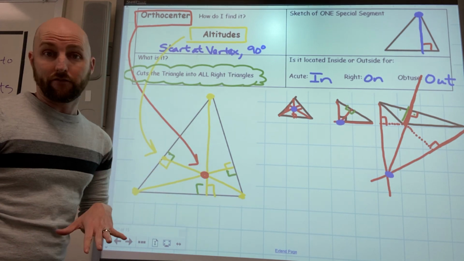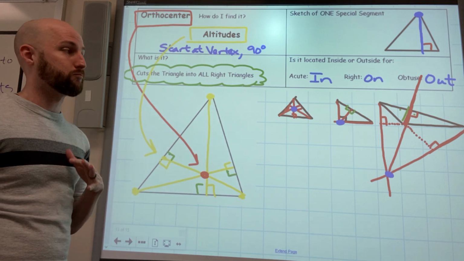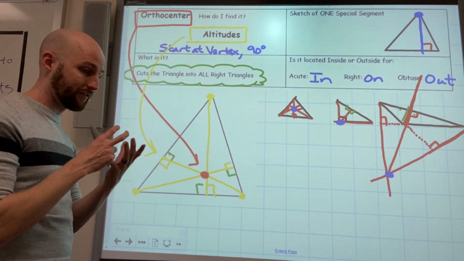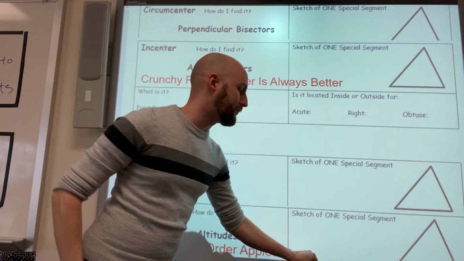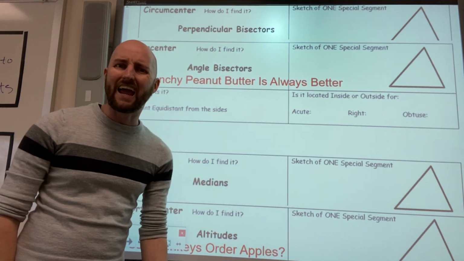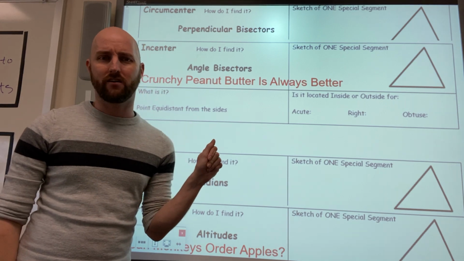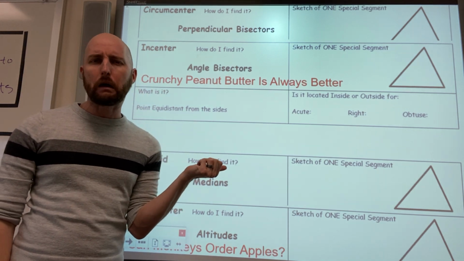All right, so that's a lot of information, a lot of vocabulary, and you can practice making those and seeing how they work on your little paper. What I wanted to go back to just briefly was that weird stuff I said at the beginning, like, hey, crunchy peanut butter is always better, and can monkeys order apples?